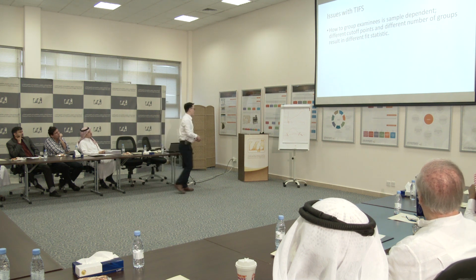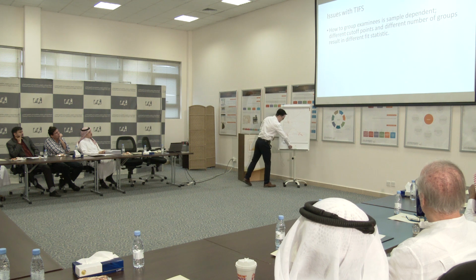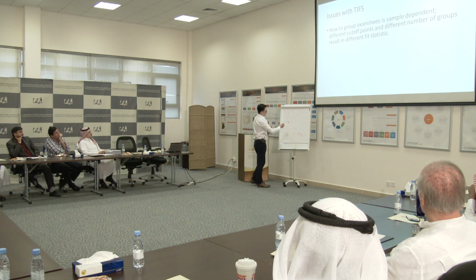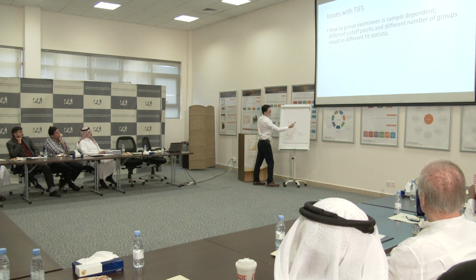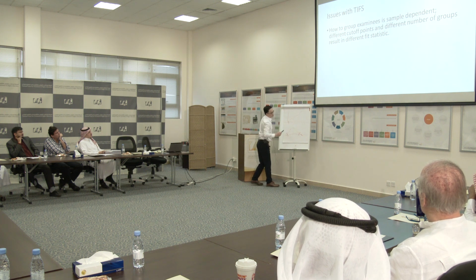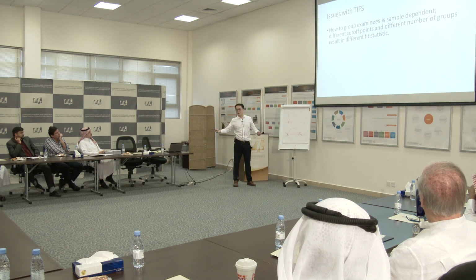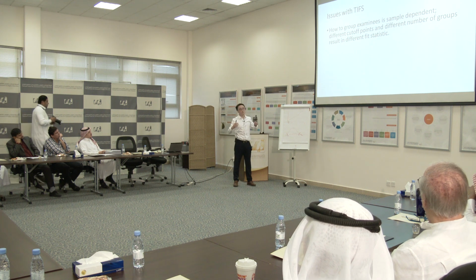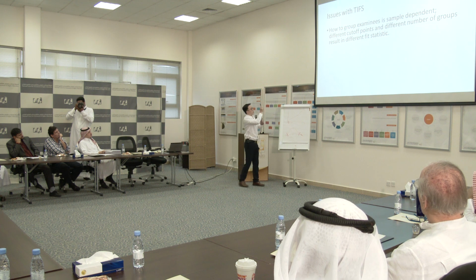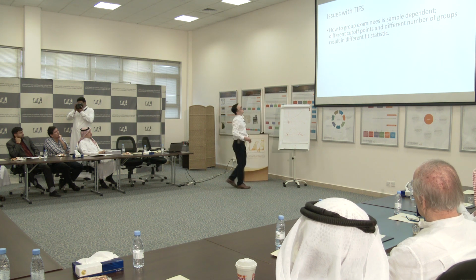So imagine here, I have some example. We have this ability continuum from -3 to 3. Whether we divide it into 10 or 20, it's going to make a difference. It might change our test statistic. It might become fit to unfit. So that's one problem with the traditional approach.